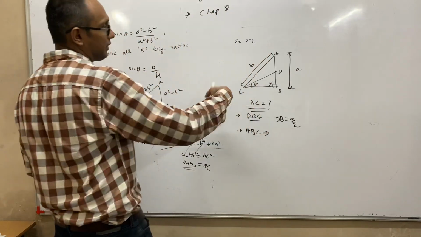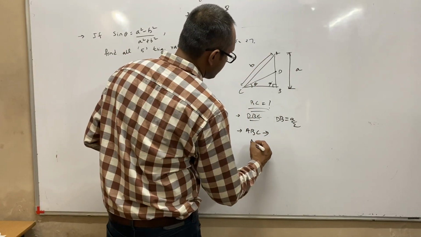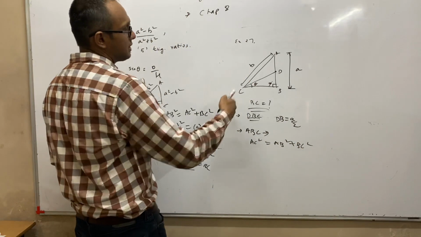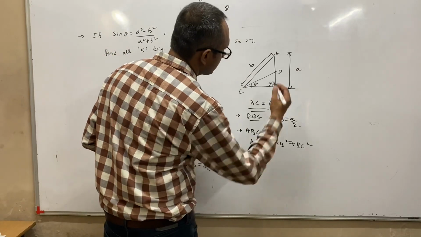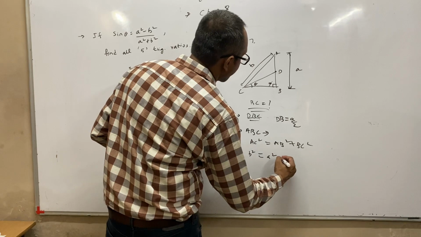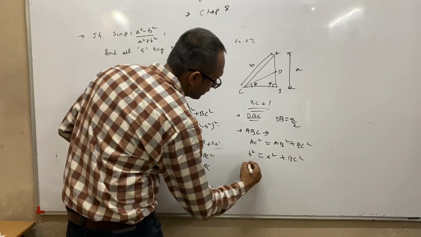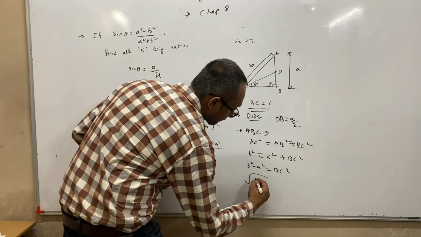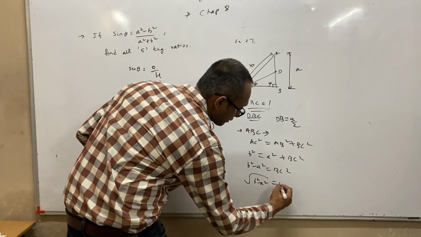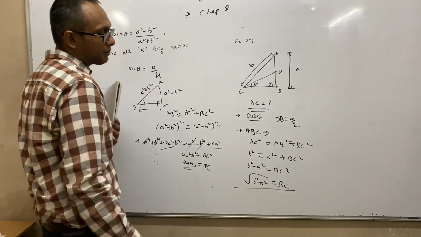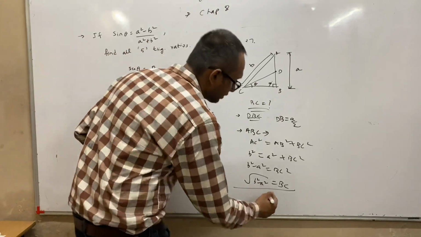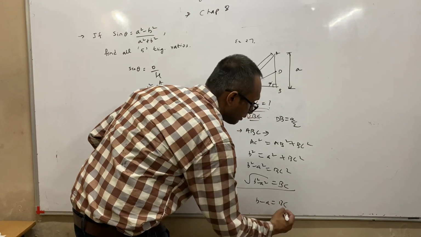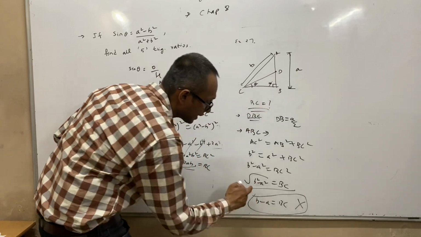Now if we work in triangle ABC, it is very simple. AC square is equal to AB square plus BC square. Now AC is B. So B square is equal to A square plus BC square. Then you will take it here: B square minus A square is equal to BC square. Now you will do the root of it: root of B square minus A square is equal to BC. The only reason I am doing this step is that many children at this step, when they do the root of this, will write B minus A is equal to BC. This is wrong, you cannot write this. You will write it like this only.